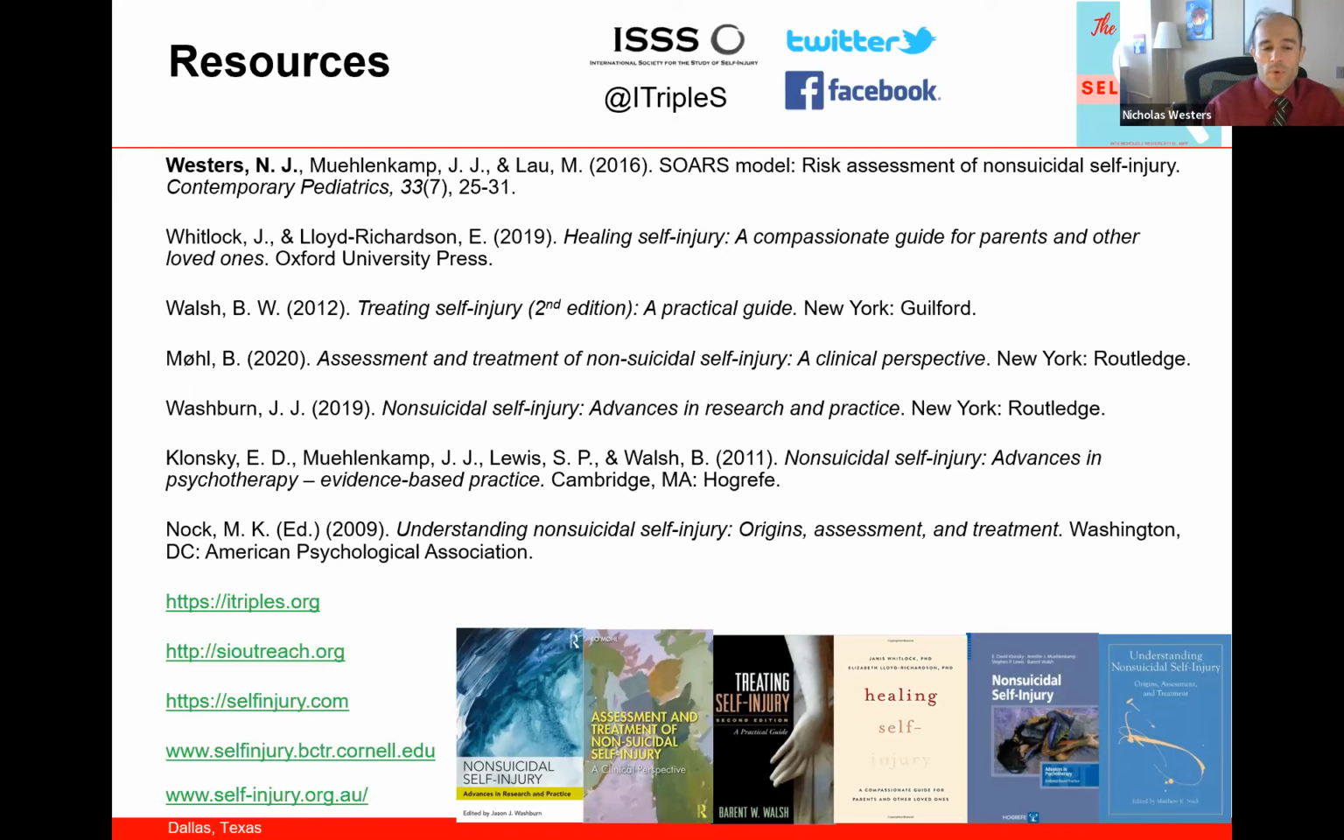And then a book by Bo Mole, Assessment and Treatment of Non-Suicidal Self-Injury. I think as a clinician, I really like that book too. And when the Handbook of Non-Suicidal Self-Injury comes out later this year, that'll be a book. I've contributed a couple chapters to it, but there are a lot of chapters in there that I'm really excited to read about that I think will be a huge resource for people.